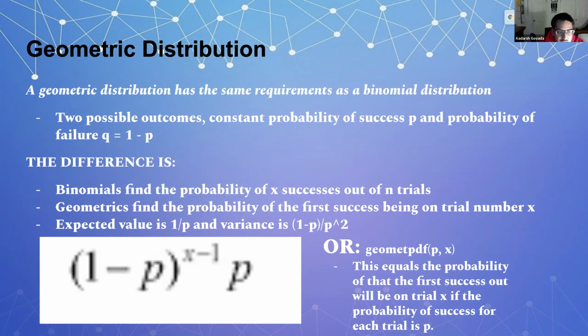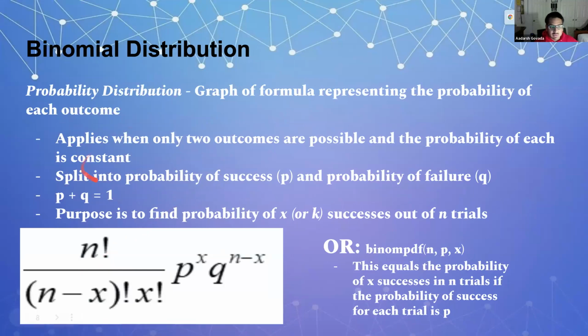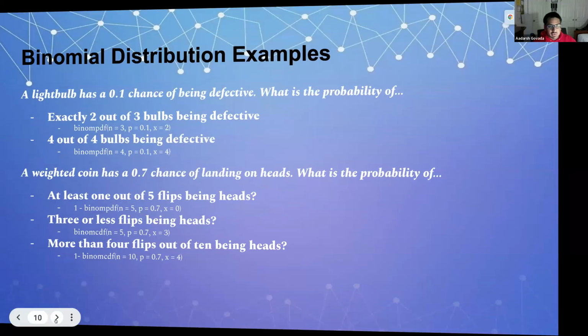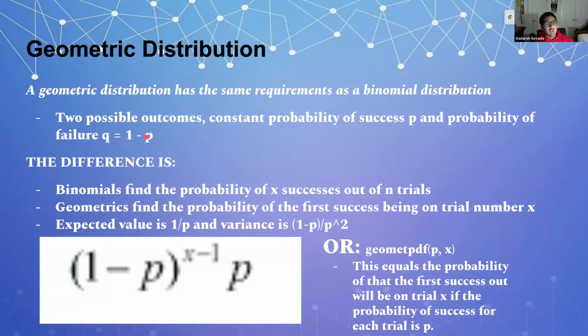First off, it has the same requirements as a binomial distribution. If we go back, this is when you can use a binomial distribution. The geometric distribution has those exact same requirements, which is that there have to be only 2 possible outcomes, and the probability of either success or failure does not change in between trials. Now, the difference: with binomials, it's X successes out of N trials. And with geometric distributions, that's the probability of the first success being on the Xth trial.